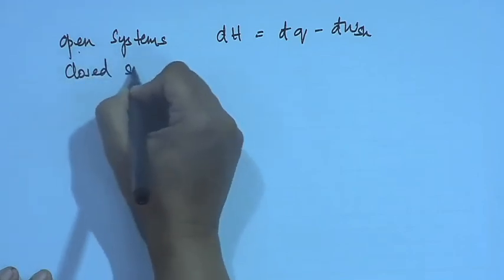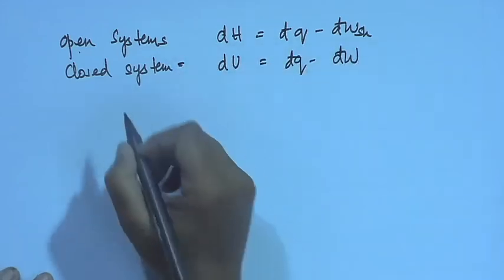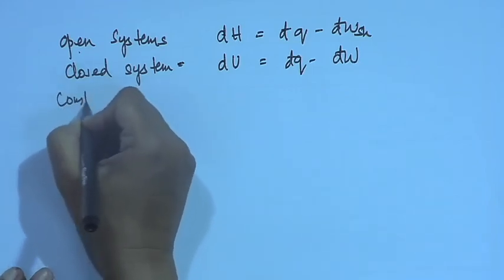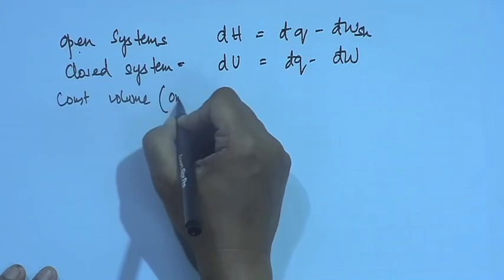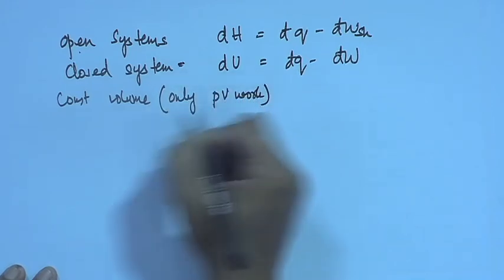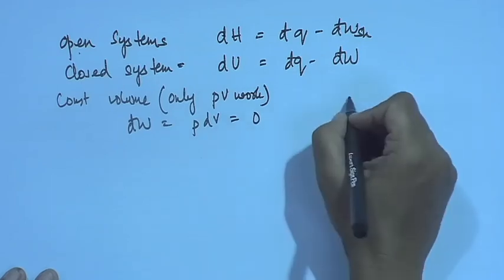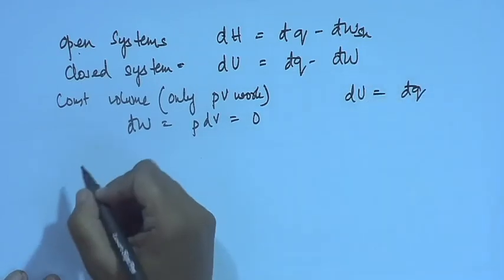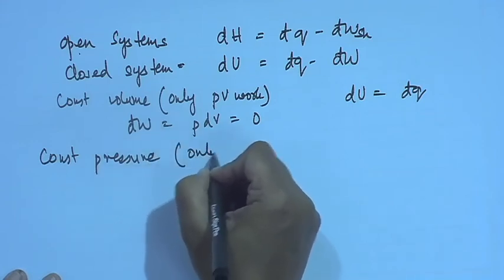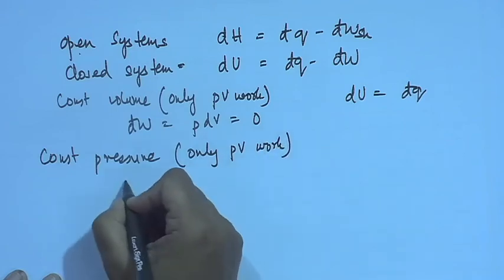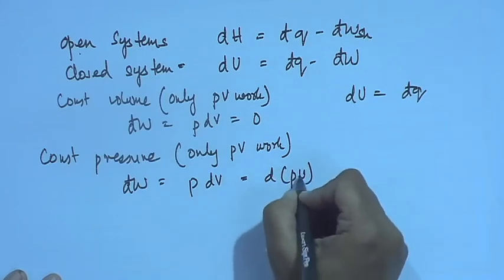For closed systems we had dU equal to dq minus dW. Now, suppose we take a closed system at constant volume. What happens? Suppose we assume that the only work which can be performed is PV work, or in other words, dW equals PdV. So in this case, for constant volume, work done is equal to 0 and dU equals dq. Suppose I take up a constant pressure, or isobaric, process, again assuming only PV work is done. So in this case dW equals PdV, which is nothing but equal to d(PV) as well, is it not?